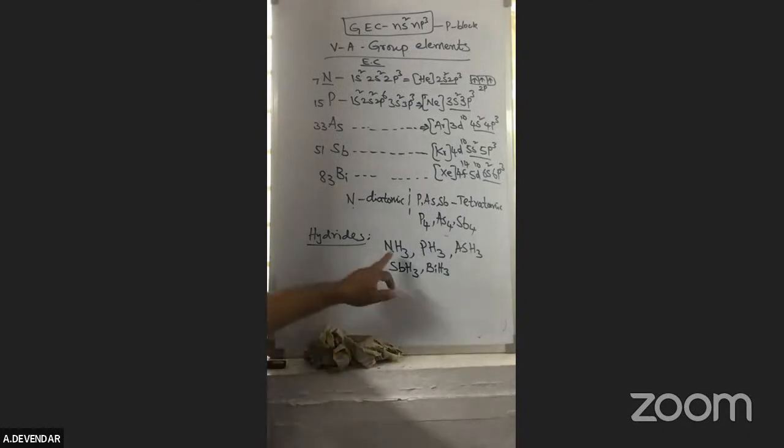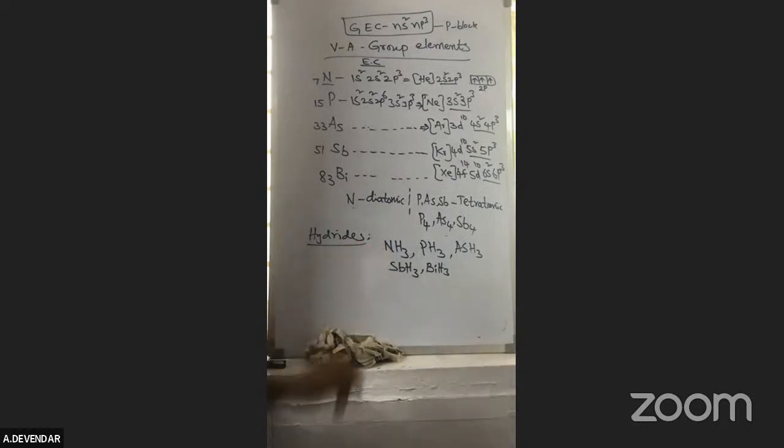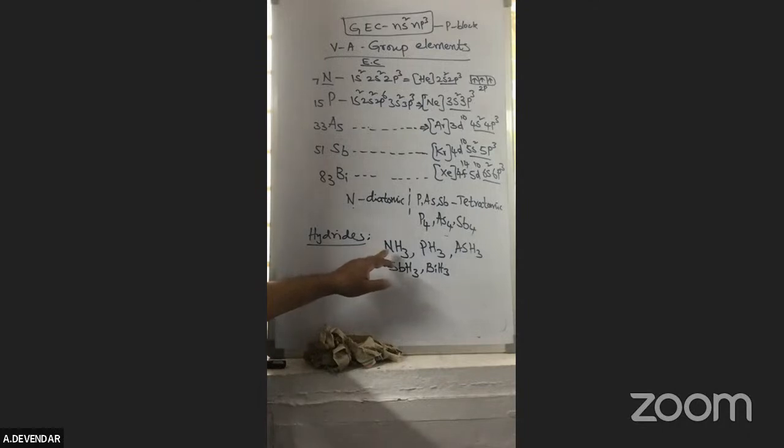These are the types of hydrides possible for this group. In this case, ammonia is not a tetrahedral or trigonal planar structure, but it undergoes sp3 hybridization. The bond angle of ammonia is 107 degrees 48 minutes. So when hydrogen is added to these 5A group elements, you can form the same type of hydrides: ammonia, phosphine, arsine, like that we are getting.